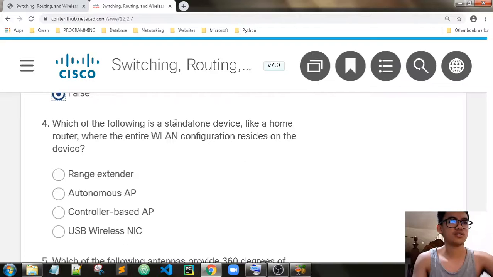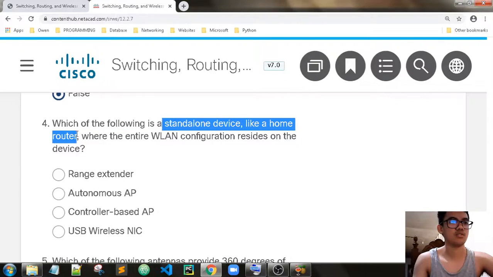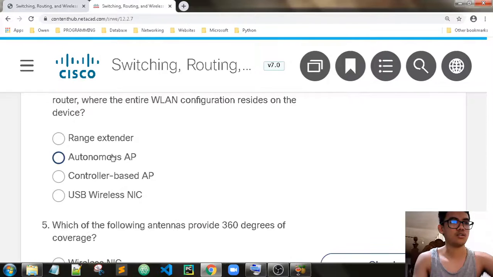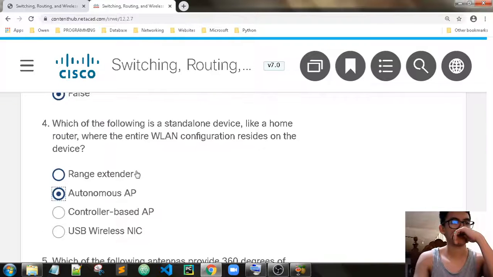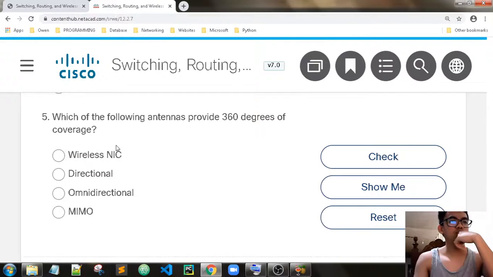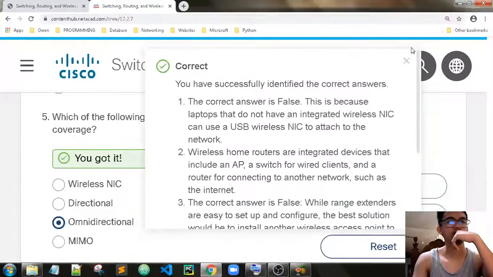Which of the following is a standalone device like a home router where the entire WLAN configuration resides in the device? We have the autonomous AP, autonomous access point. Which of the following antennas provides 360 degrees of coverage? We have omnidirectional.